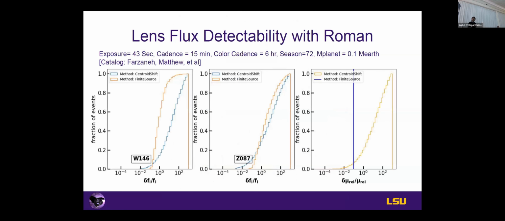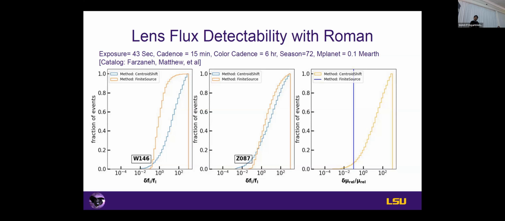So what we did is we took the catalog which was generated by Farzana, Matthew et al., where the exposure time is 43 seconds, the cadence is 15 minutes, the color cadence is 6 hours, the number of seasons is 6, and the planet mass is 0.1 Earth mass. In that case, we can compare what the fractional events will be and how they will be distributed over the uncertainty in the W band, Z band, and the proper motion fractional uncertainty.